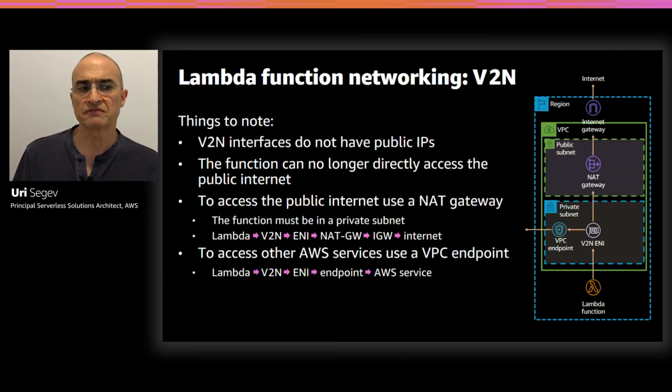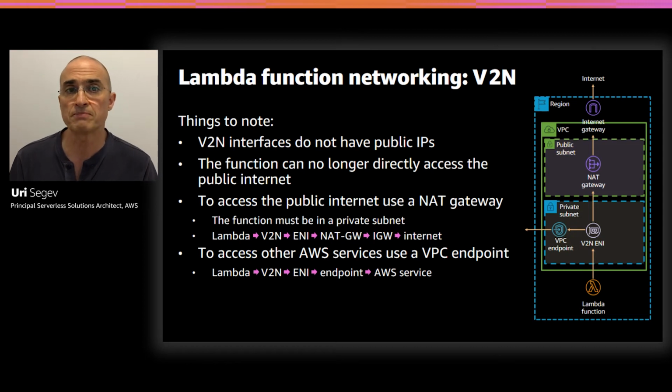V2N interfaces, the ENIs that are allocated, do not have public IP addresses. If they do not have a public IP address, you also cannot attach one to them. It means that they cannot talk to the internet. They cannot have any access to any public APIs on the internet. Now you have access to private resources.